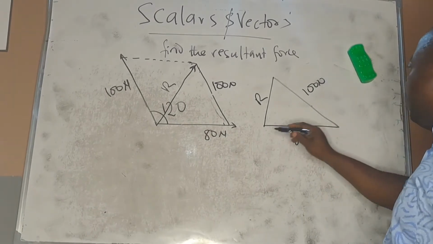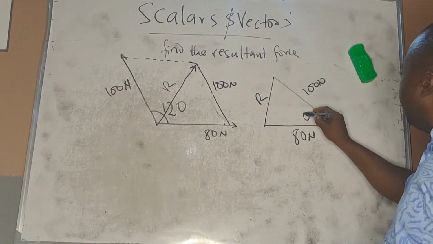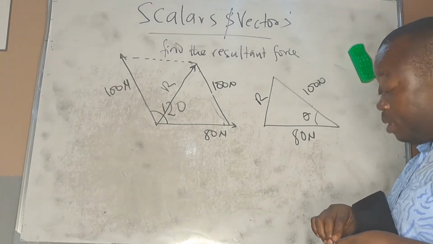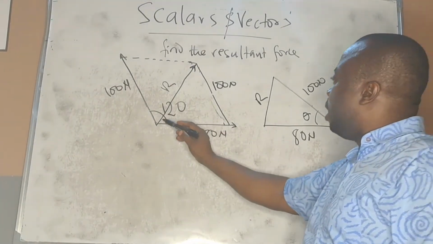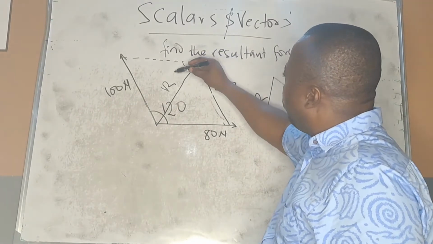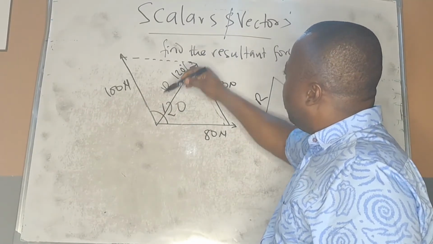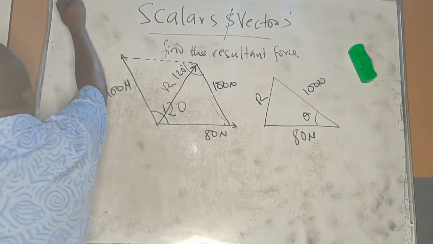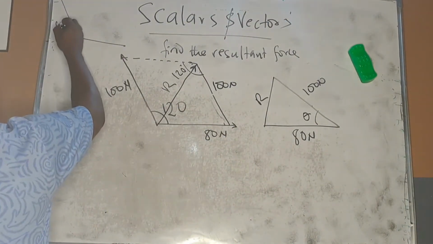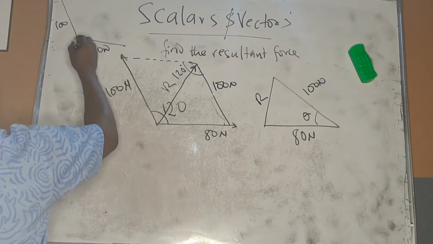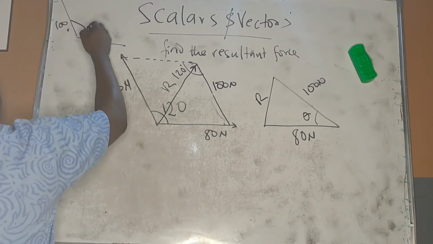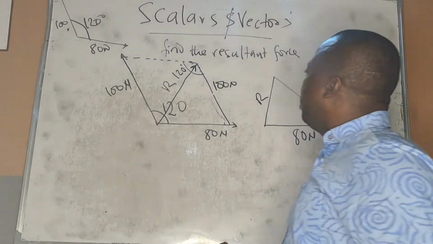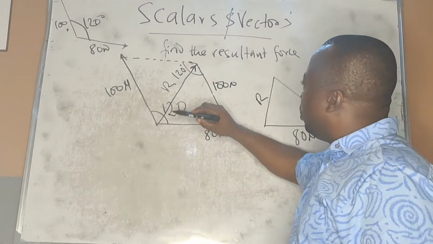So for us to calculate R, this angle must be known. So we must use the properties of a parallelogram to calculate it. Opposite angles are equal. Here will be also 120 degrees. Okay, don't forget the problem we are solving is this: 180 Newton, 120 degrees. Okay? So here is 120 down.